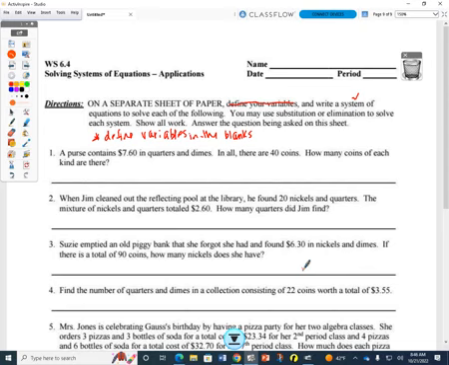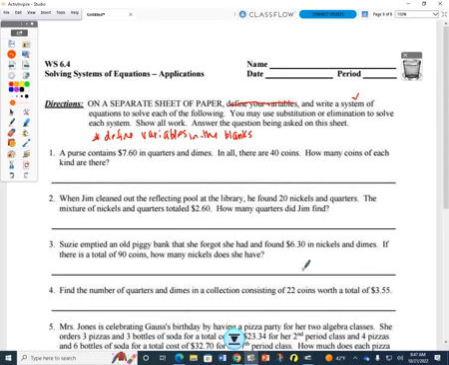Number one says, a purse contains $7.60 in quarters and dimes. In all, there are 40 coins. How many coins of each kind are there? So imagine a purse, your mom's purse, or your grandpa's. Imagine a big purse and it's got a whole bunch of coins in it. They're dangling around, right?